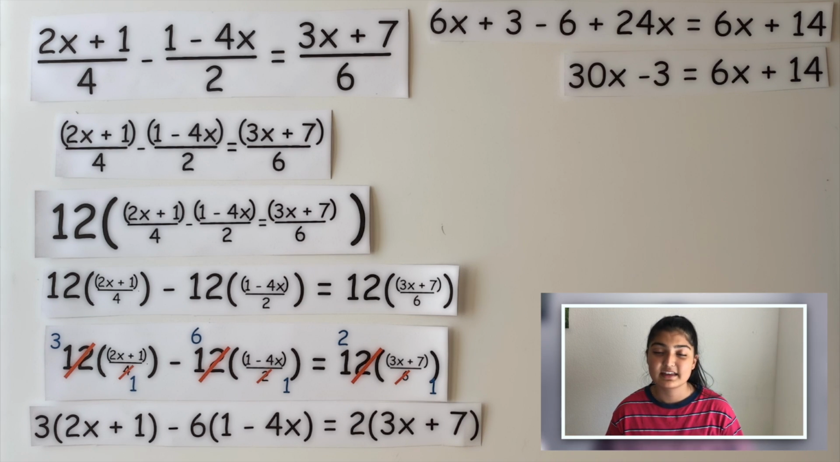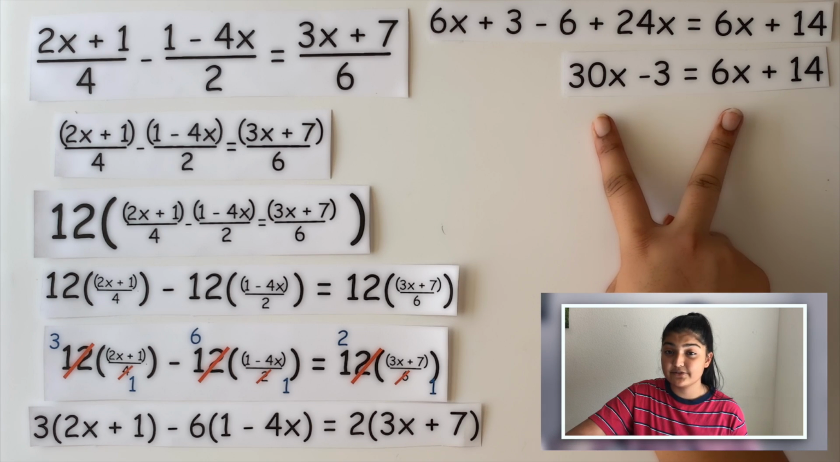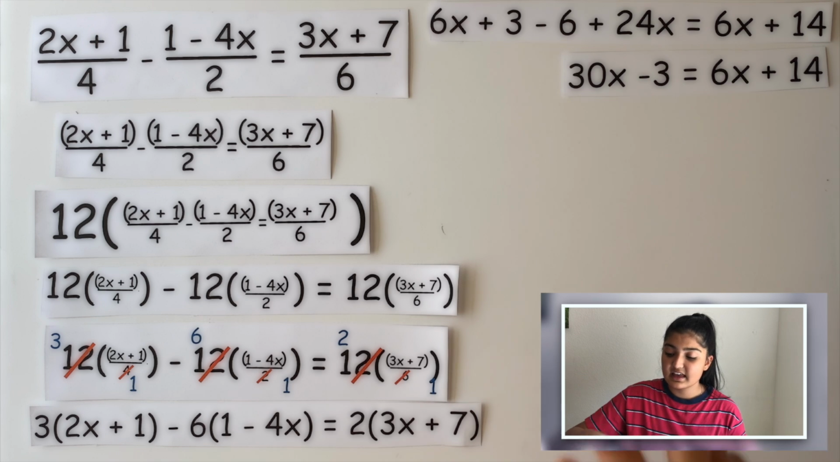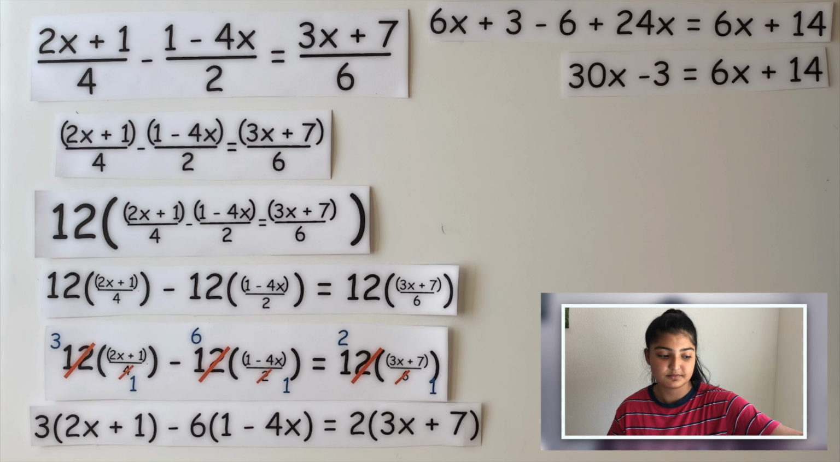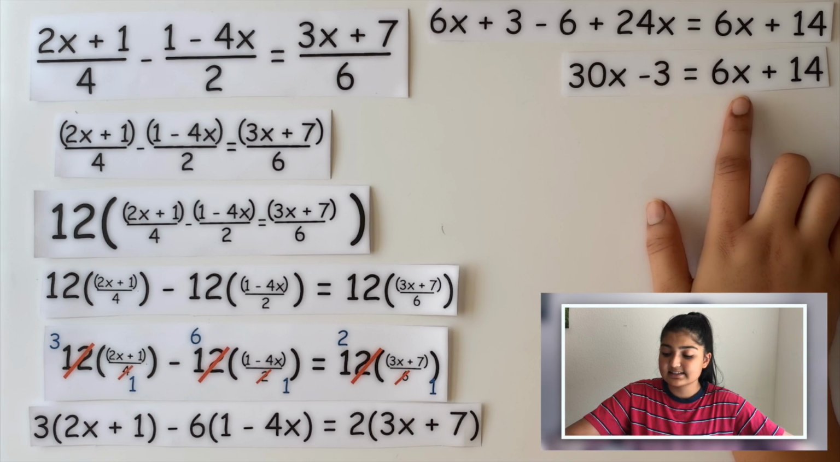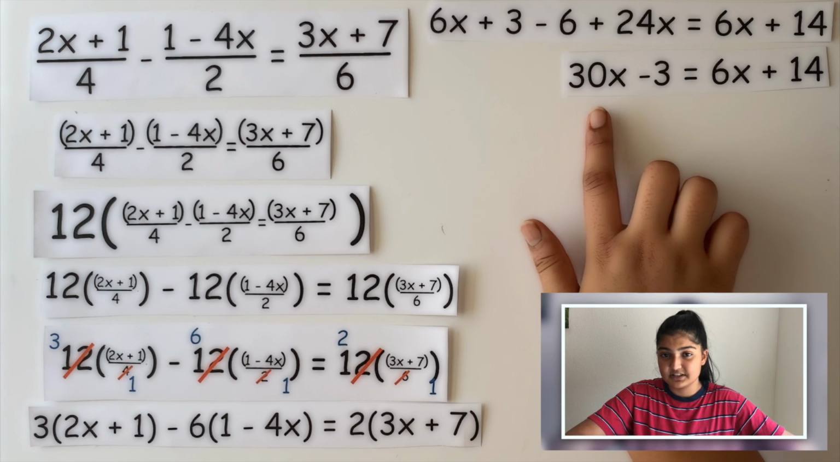Now remember, in order to solve this equation, we need to find the value of x. So we need to keep x alone on one side of the equal sign. So let's bring these two variable terms to one side of the equal sign and take the constants to the other side. To do that, let's bring 6x to the left side of the equation.